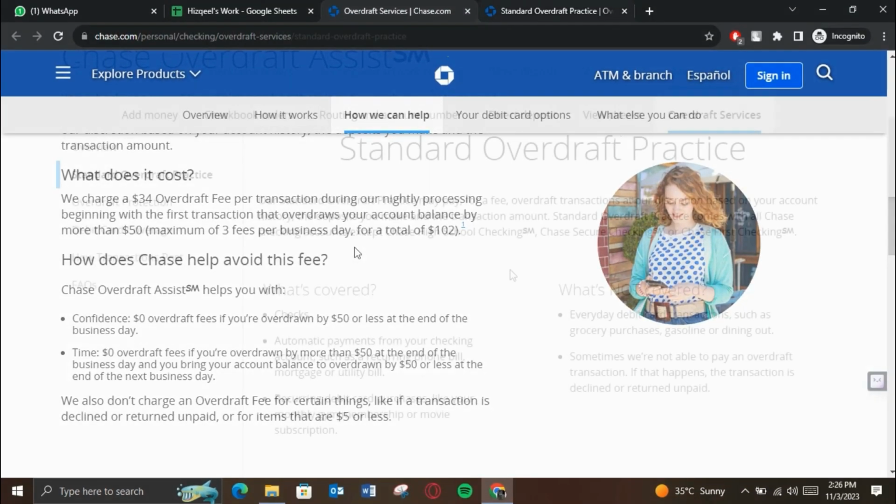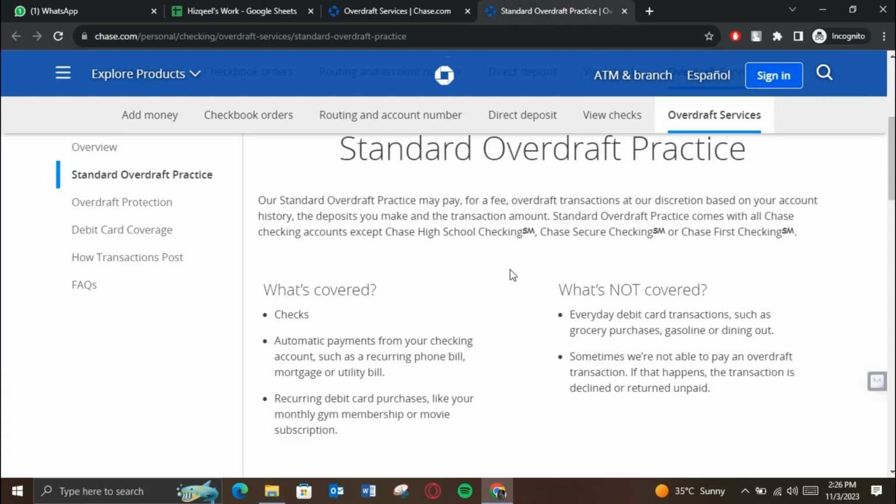On this page, you can see what the bank covers: checks, automatic payments from your checking account, such as recurring phone bills, mortgage or utility bills, and recurring debit card purchases like your monthly gym membership or movie subscription. And this is basically how you can overdraft a Chase Bank account.